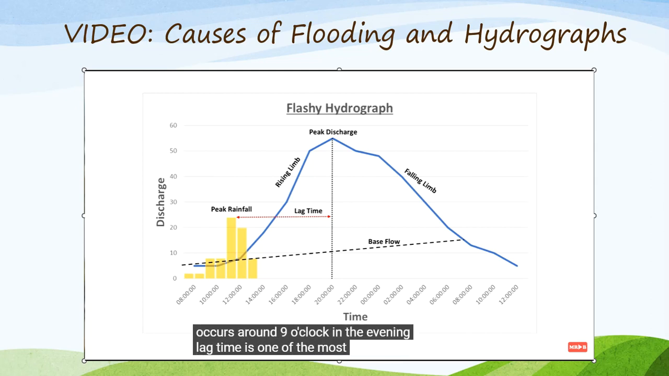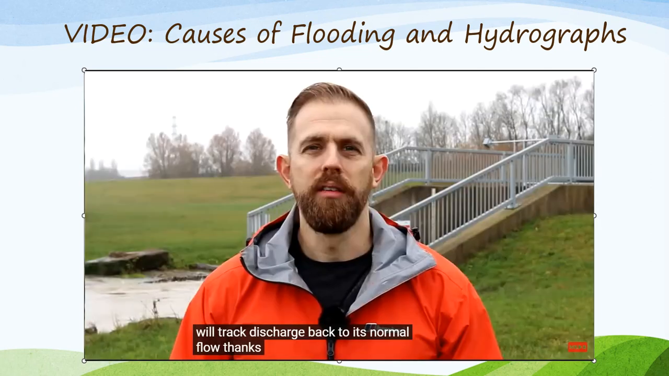Lag time is one of the most important pieces of information on this hydrograph. The lag time is the time it takes between peak rainfall and peak discharge. This is how quickly water is transferred into the river. Once the discharge has peaked, there will be a gradual reduction and the falling limb will track the discharge back to its normal flow.